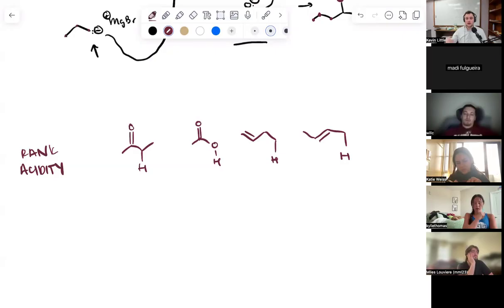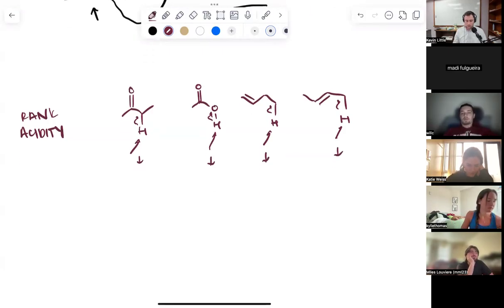When we think about acidity, we think about how stable this thing is going to be once we remove that proton, because that's what acids do, they give protons. So if I were to take each one of these protons, what would it look like? What is the conjugate base of each of these things? That's what I want you to think about whenever I give you this question. What does the conjugate base look like?